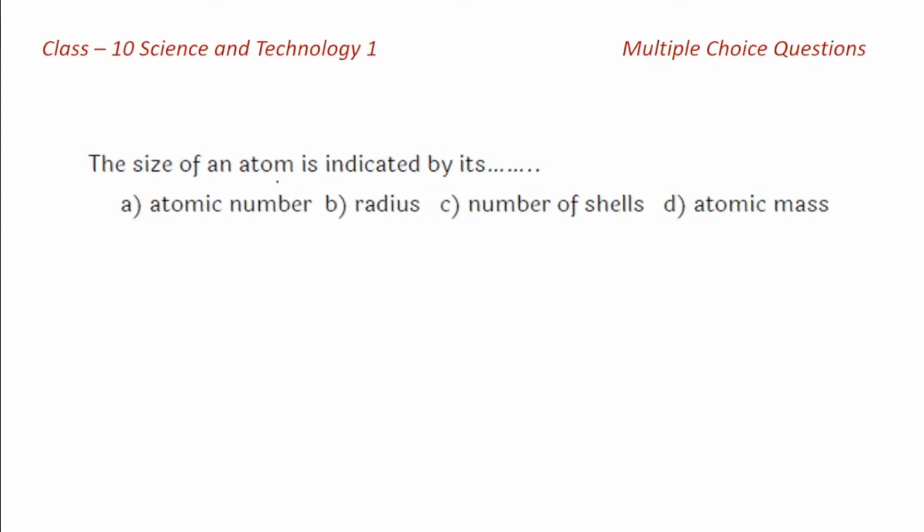The size of an atom is indicated by its dot dot. Atomic number, radius, number of shells, or atomic mass. The correct answer is radius. The size of an atom is indicated by its radius.